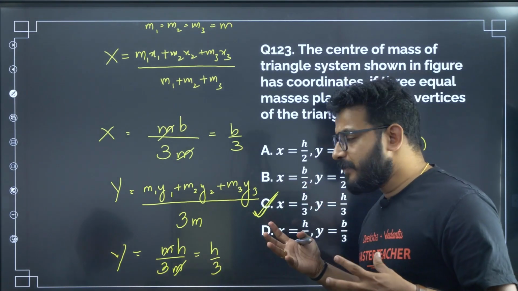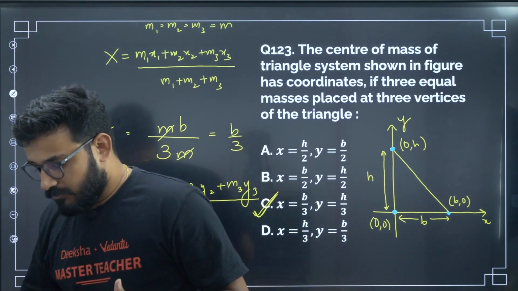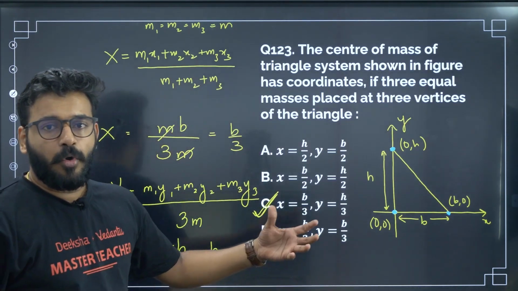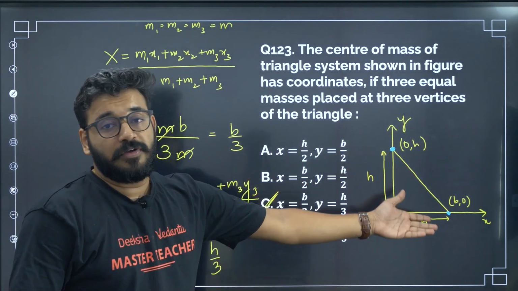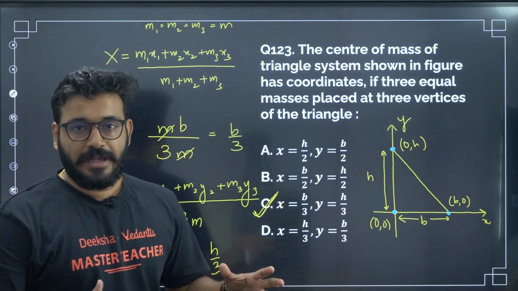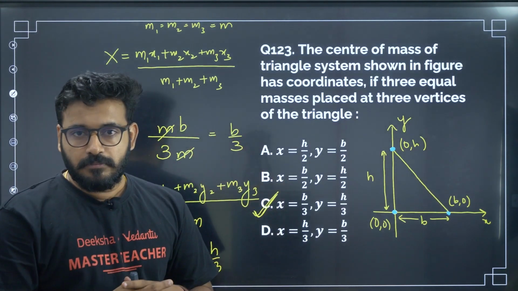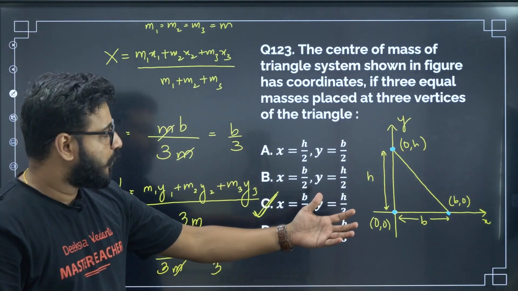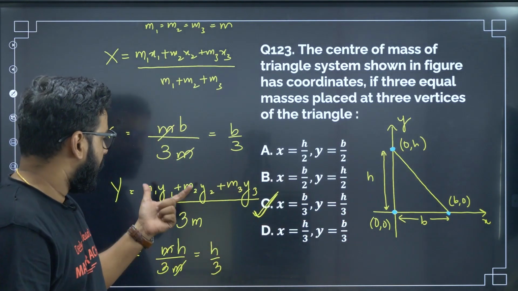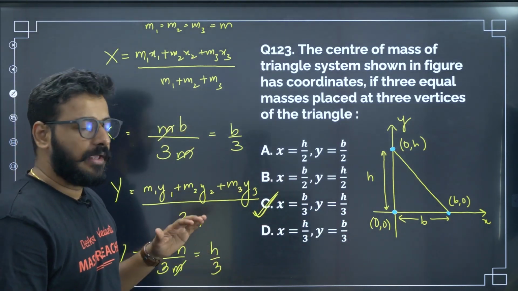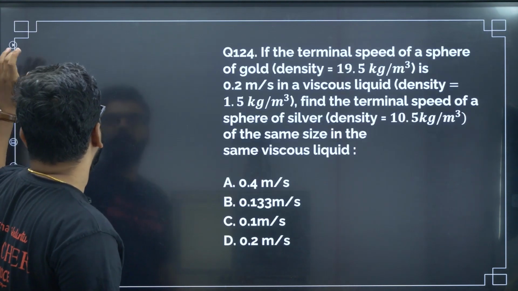It's actually a very simple question, the center of mass for a multiple body system. First of all, they have given all the points very clearly, so you don't have to calculate the points and all the distances. You can easily crack that using the simple formula. Very easy question. Let's look at the next question.